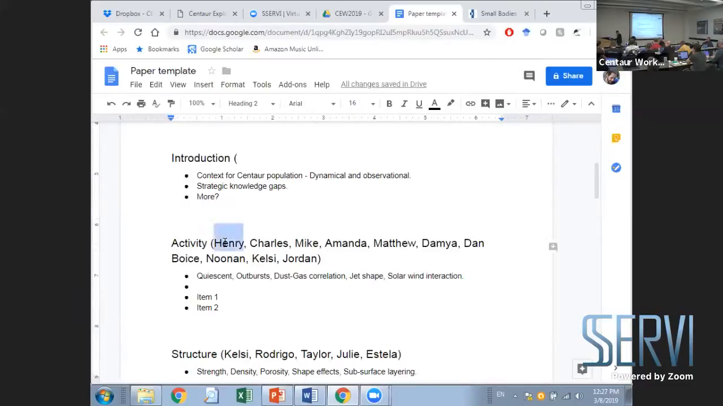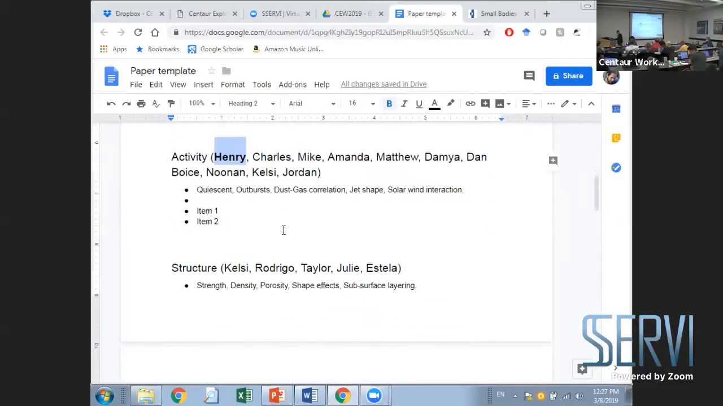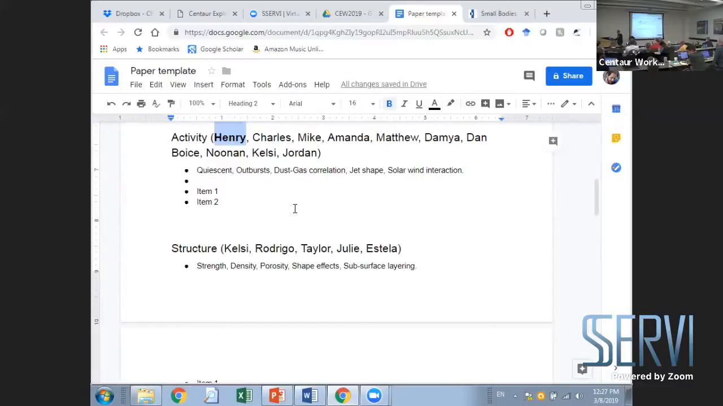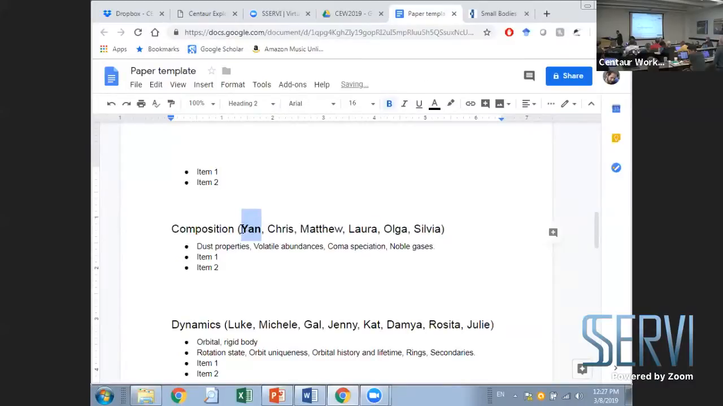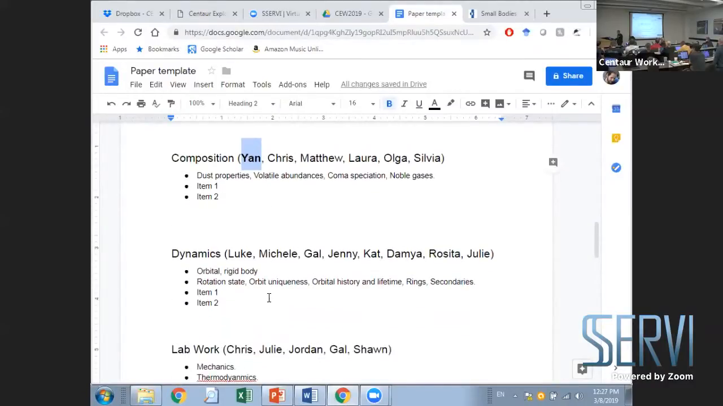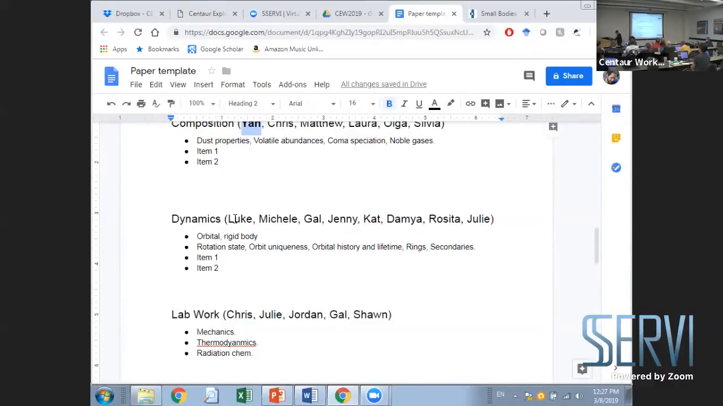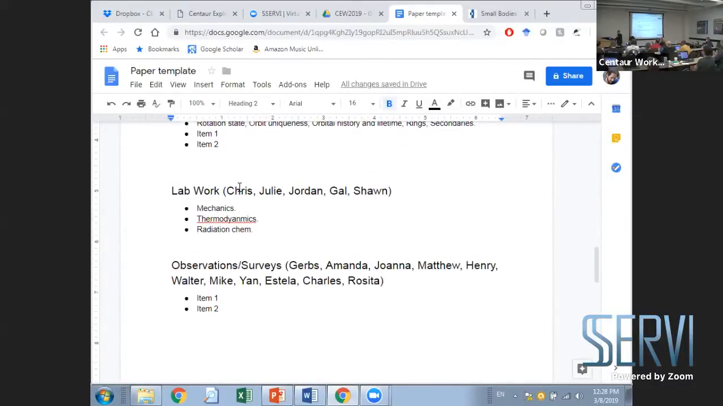Okay, so for the activity, Henry is the lead. I understand the feeling in the room. It's fine. For activity, Henry is the lead. Yeah, go ahead, carry on. For structure, Kelsey is the lead. For composition, Jan is the lead. You can understand my very complex algorithm. Look, you're the lead for dynamics. Lab work, Chris, Julie, you get a toss up. I mean, there was a nice pattern you got there. Actually, you know what? You volunteered last, John. There you go.